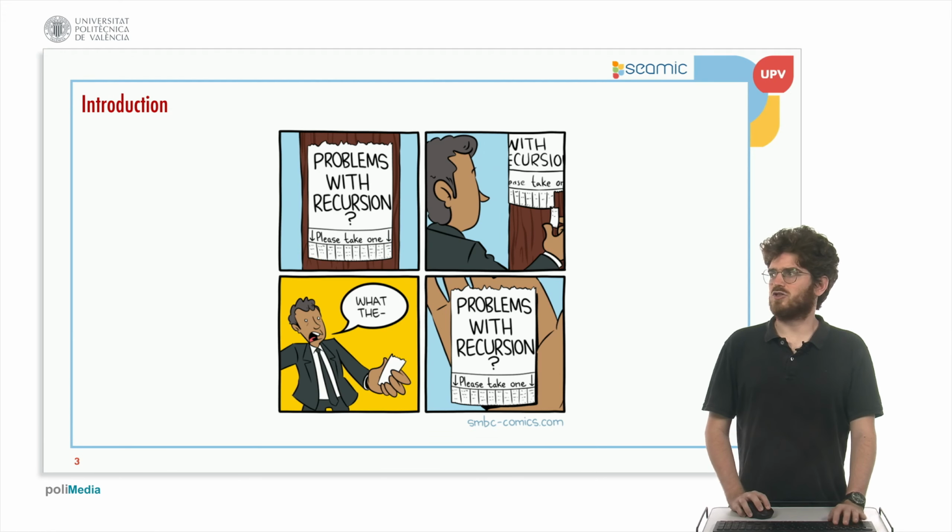So, what's recursion? We can see it through this webcomic in which a person takes a small number from a sheet on a poll and then finds out that the sheet itself was contained within the number. So, what's actually recursion is defining something in terms of itself.